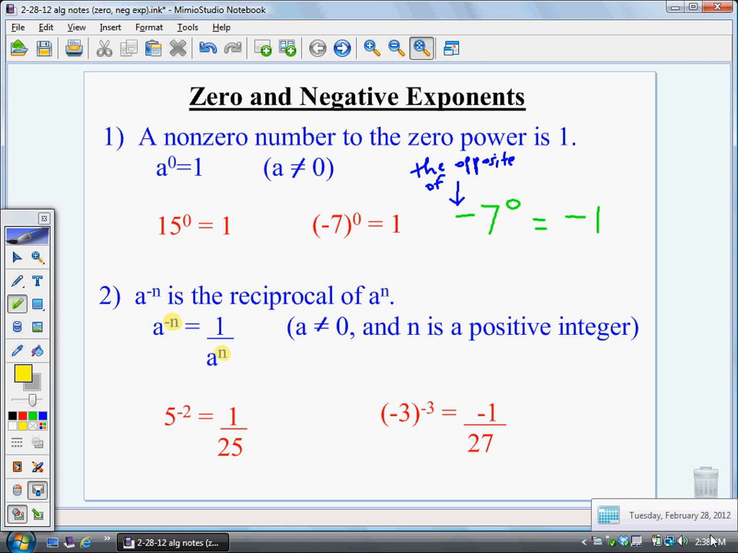So down here at the bottom you have 5 to the negative 2 power. That's equal to 1 over 25. And there's a couple of different ways you can look at that. That could be 1 over 5 squared. Of course 5 squared is 25. I also sometimes think of it as 1/5 squared. And so 1/5 times 1/5, and that equals 1/25.